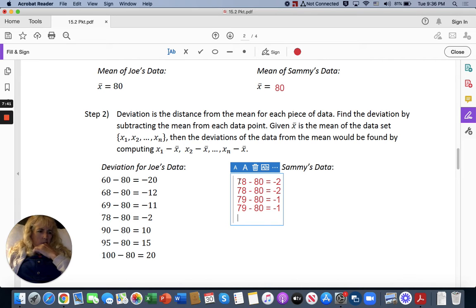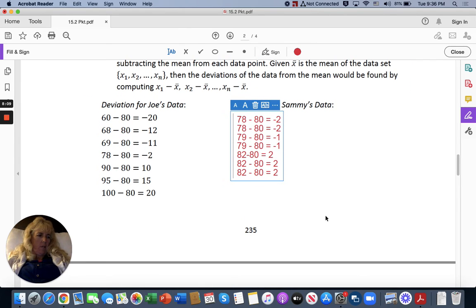Then we get 82 minus 80 equals 2. 82 minus 80 equals 2. 82 minus 80 equals 2.